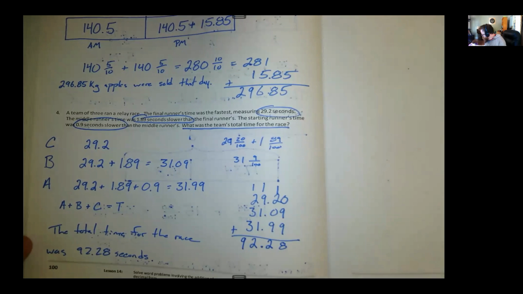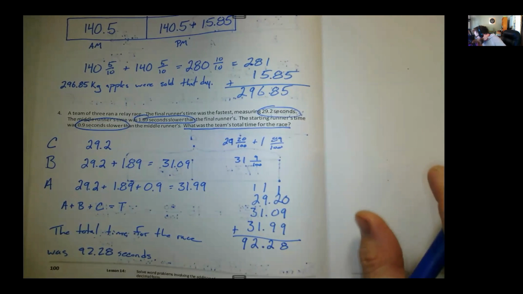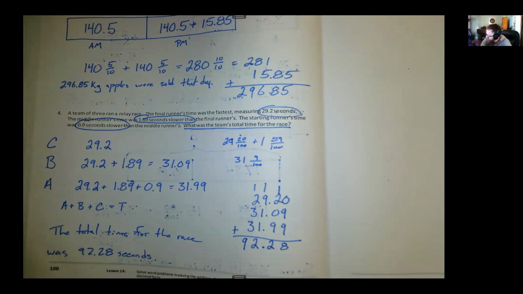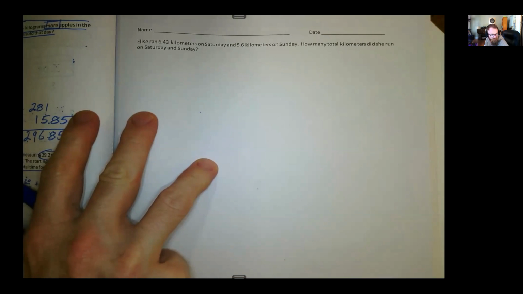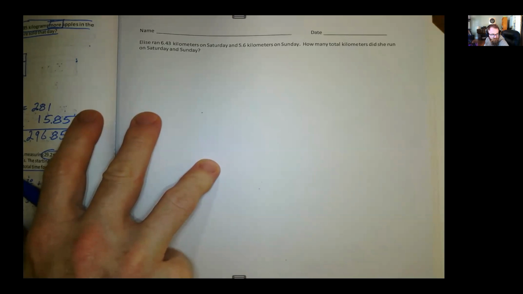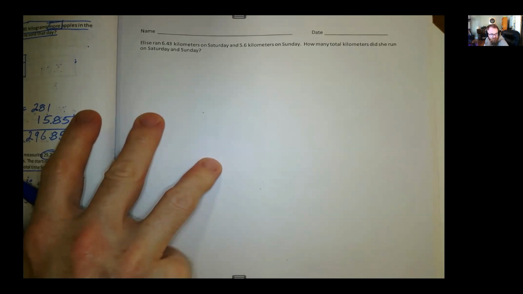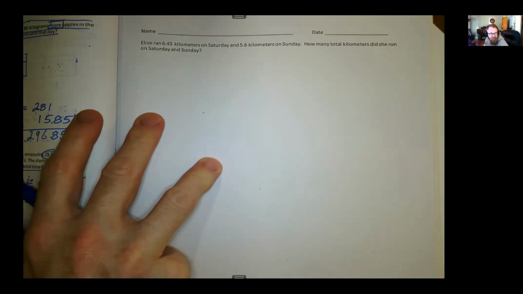Okay, I want you to continue on to page 101. There is only one question to do for the exit ticket. It is not as hard as the one we just did. Your exit ticket says, Elise ran 6 43/100 kilometers on Saturday and 5 6/10 kilometers on Sunday. How many total kilometers did she run on Saturday and Sunday? You are combining those two values, adding them together.